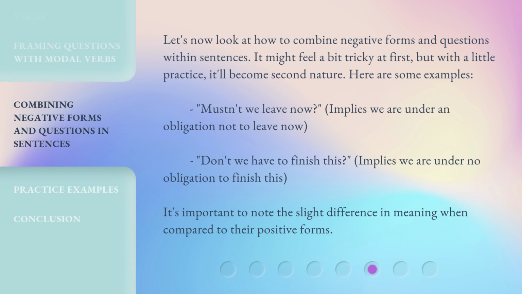Let's now look at how to combine negative forms and questions within sentences. It might feel a bit tricky at first, but with a little practice, it'll become second nature. Here are some examples. Mustn't we leave now? Implies we are under an obligation not to leave now. Don't we have to finish this? Implies we are under no obligation to finish this. It's important to note the slight difference in meaning when compared to their positive forms.